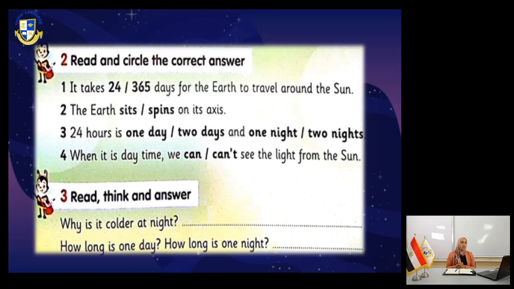How long is 1 day? How long is 1 night? One day, I'm going to divide 24 hours into 2. So I'm going to say 12 hours is one day and 12 hours is one night. Altogether, we can say 24 hours is one day and one night.